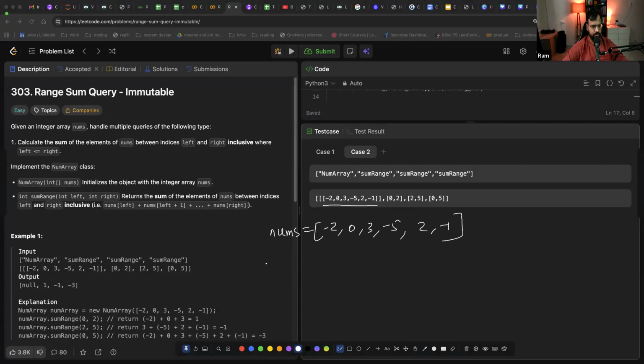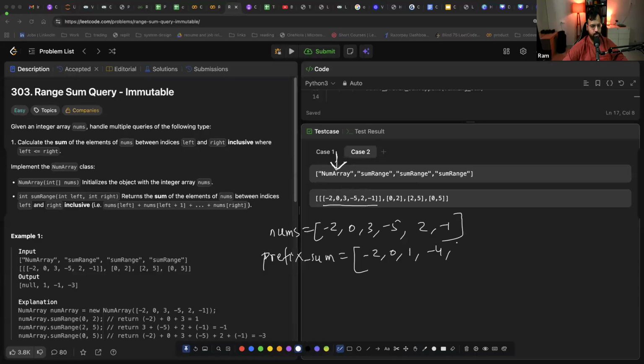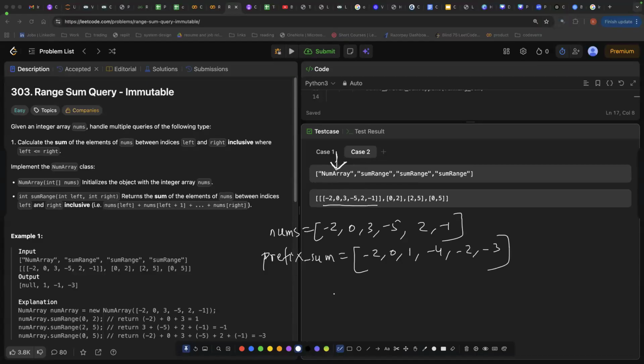After that, what will we do? We'll create the prefix. When we are calling this num array, inside it we are calculating the prefix sum. The prefix sum will be minus 2, minus 2 plus 0 is minus 2, plus 3 is 1, 1 minus 5 is minus 4, minus 4 plus 2 is minus 2, minus 2 minus 1 is minus 3. Yes, correct.